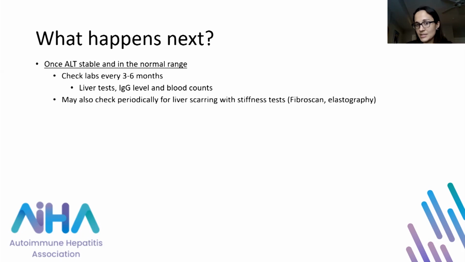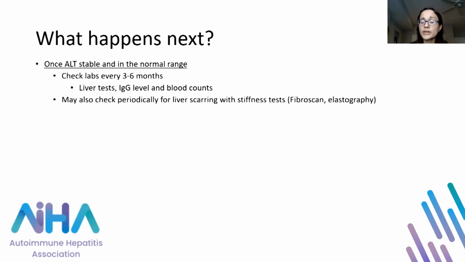And for patients, for instance, that I have who are very stably controlled, they may get blood tests maybe twice a year. Typically what we're checking for are the liver tests, the IgG level, and then oftentimes we're monitoring the blood counts, especially in that first year, in particular, given the relationship with azathioprine and some of the lowering of blood counts that can occur.